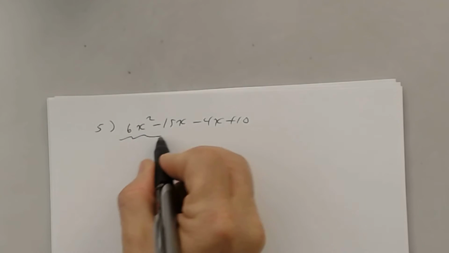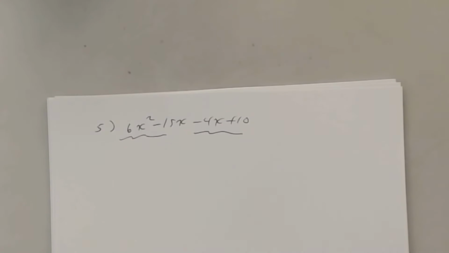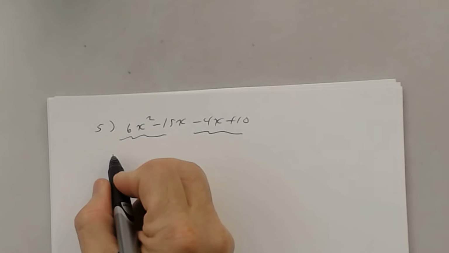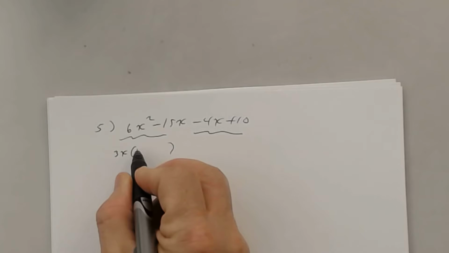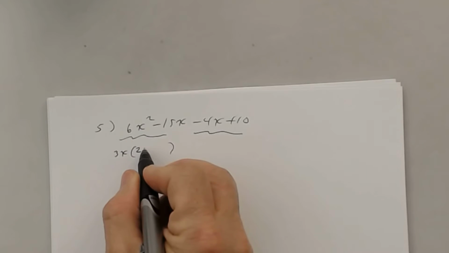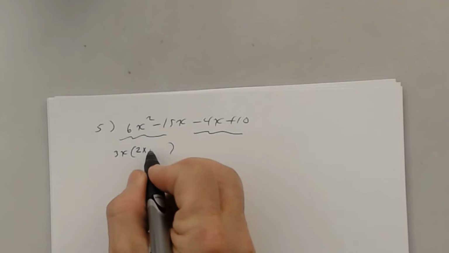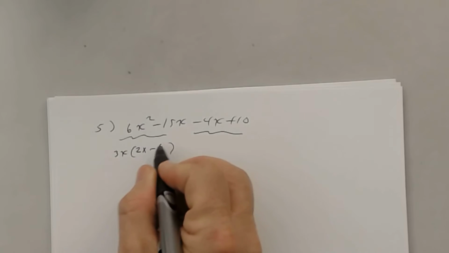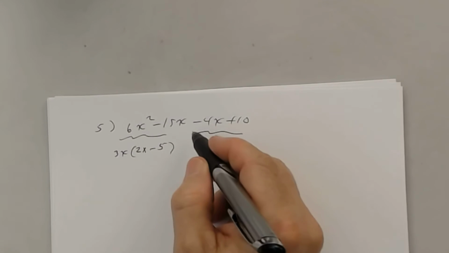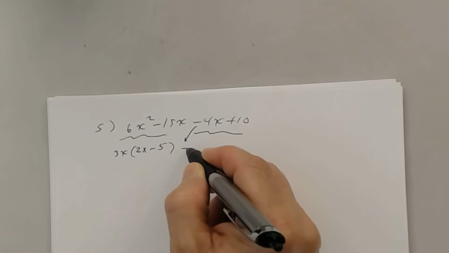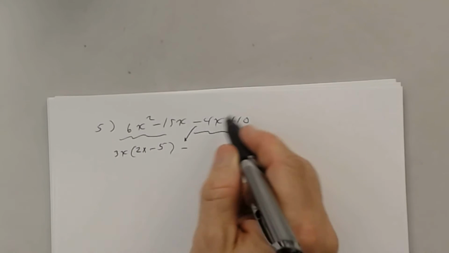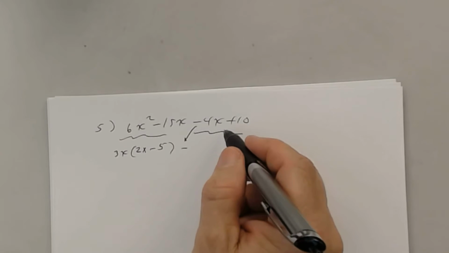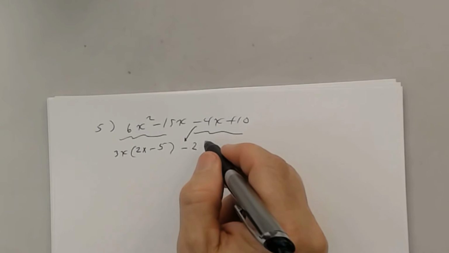Then I'm going to group the first two and then group the last two. From the first group, what's the GCF? 3x. That's 3x times what? 2x minus 5. From the second group, what do you factor out? A negative, and what's a negative what though? What's the GCF? 2. So I'm factoring out a negative 2.